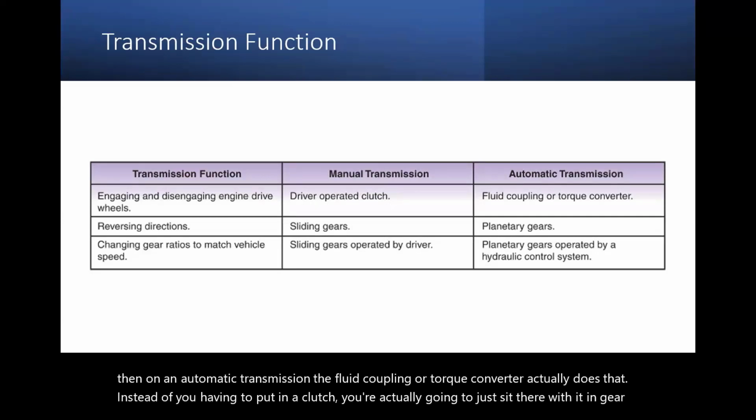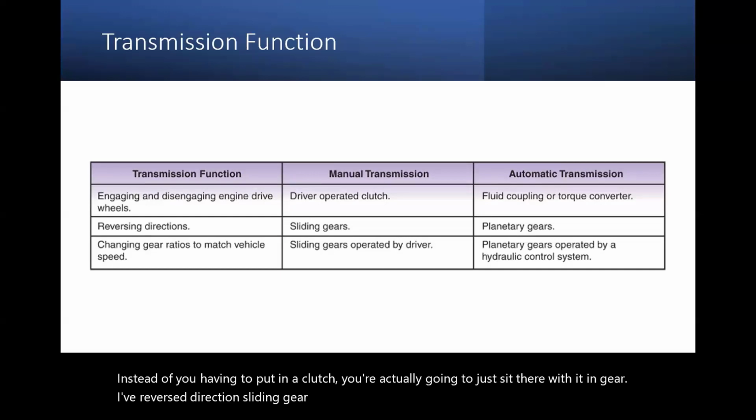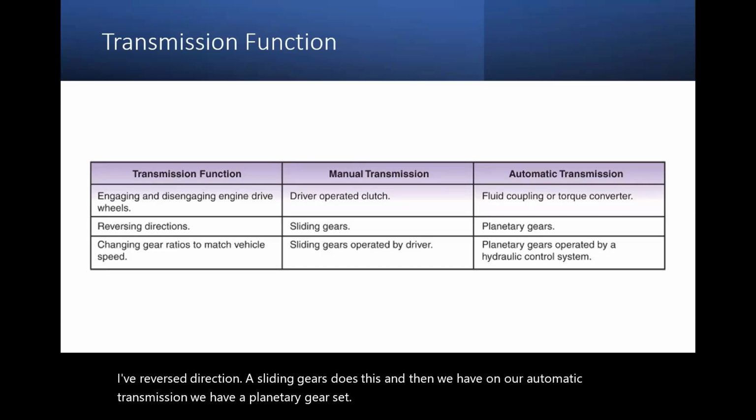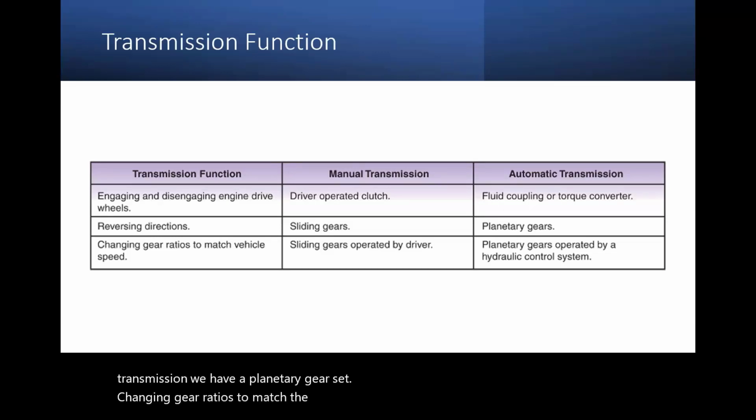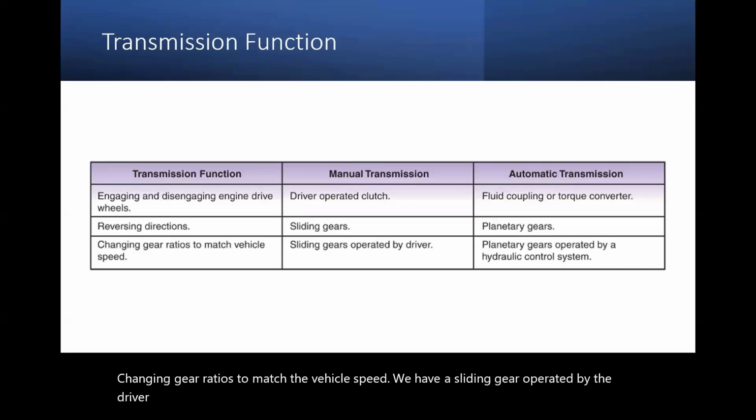Reverse direction: sliding gears do this, and then on our automatic transmission, we have a planetary gear set. Changing gear ratios to match the vehicle's speed: we have a sliding gear operated by the driver, and then we have planetary gears operated by a hydraulic control system in the automatics.